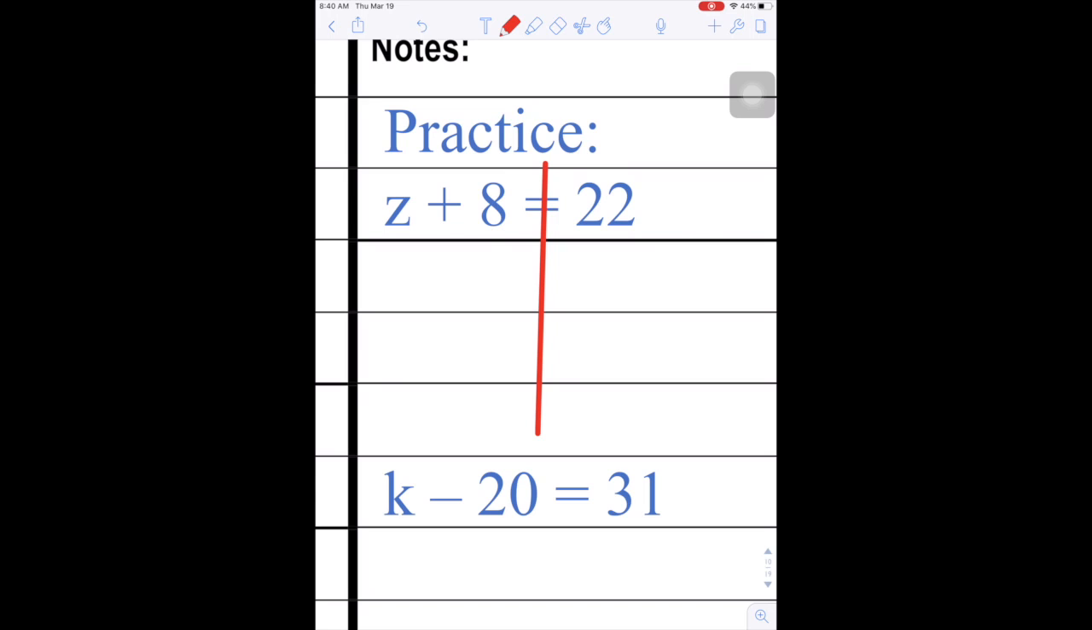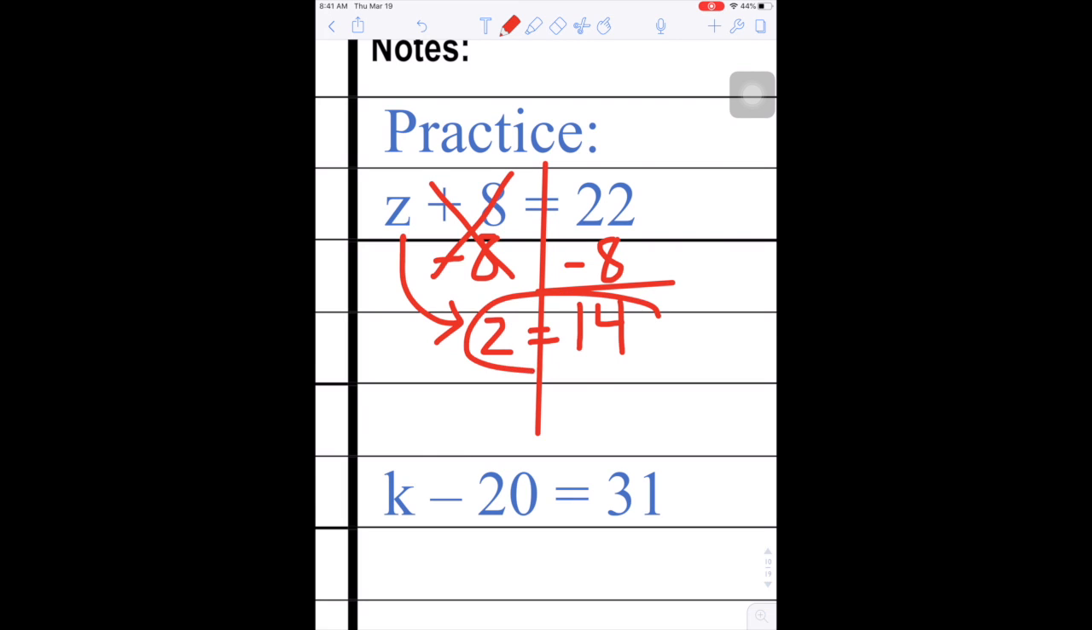I'm going to do the opposite math equation. So then these would cancel out if I have positive 8 and negative 8. 22 minus 8 would give me 14. And I still have z. So z should be 14.